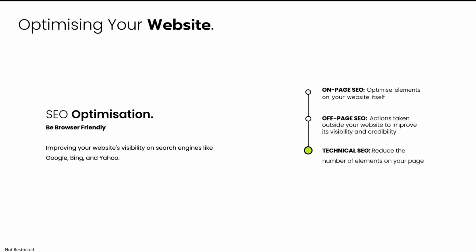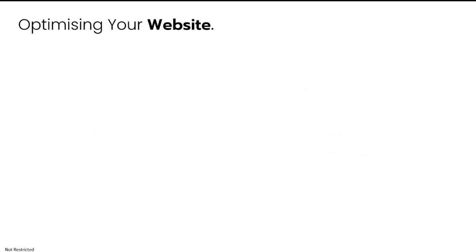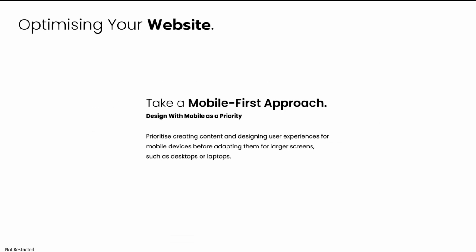And also you have the technical SEO. So those are things that I just mentioned before. Reducing the number of elements on your website means you'll have less JavaScript, less CSS and HTML for your website to have to render. And so that optimizes it in terms of speed also. So you have all of this kind of stuff that you need to have for your website in terms of optimization. But also, you need to take a mobile first approach.